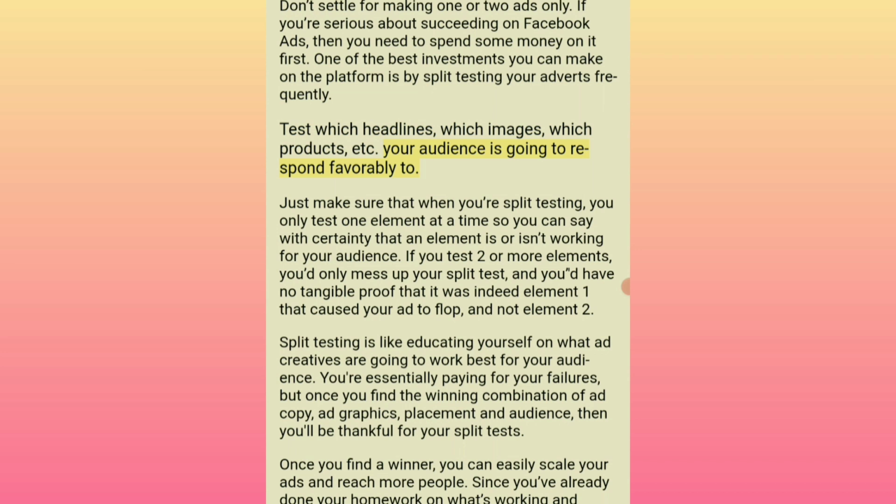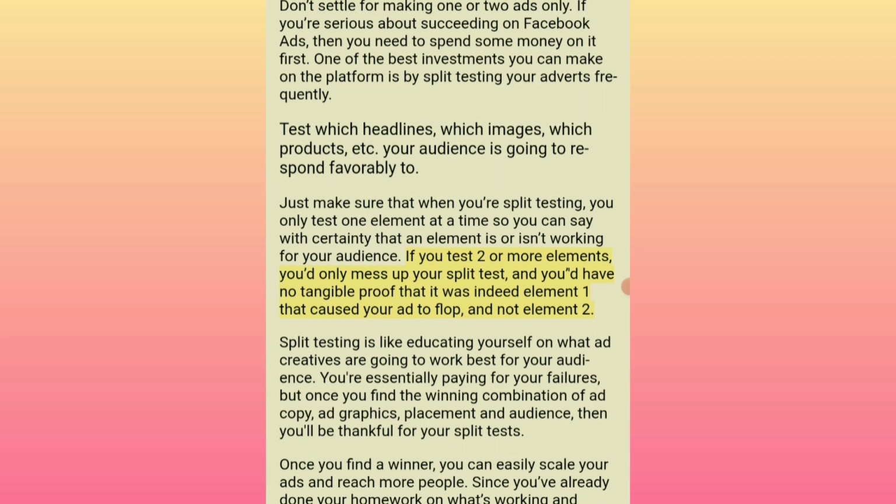Split testing is like educating yourself on what ad creatives are going to work best for your audience. You're essentially paying for your failures, but once you find the winning combination of ad copy, ad graphics, placement, and audience, then you'll be thankful for your split tests.